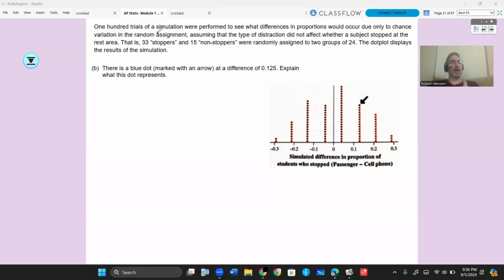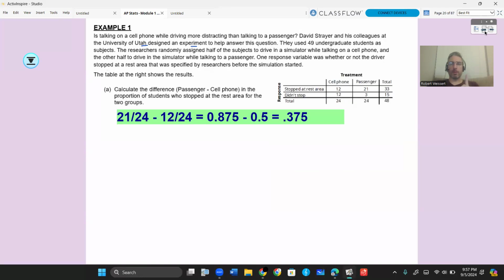Pause for a moment. Why 33 stoppers and 15 non-stoppers? Why was it important to have different amounts there? I'll let you think about that. Kind of requires going back over here thinking about it. In our study, we found that there were 33 that stopped and 15 that did not stop. So in order to have an accurate simulation, we want to use similar numbers to what we did in our two-way table here. So that's the reason why those numbers exist. All right, back to the question.